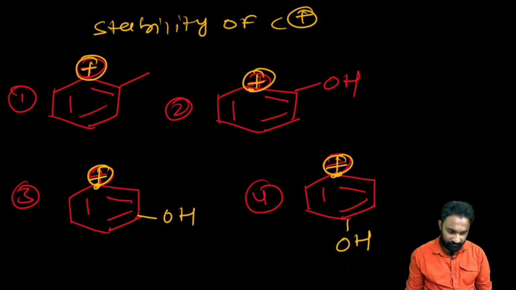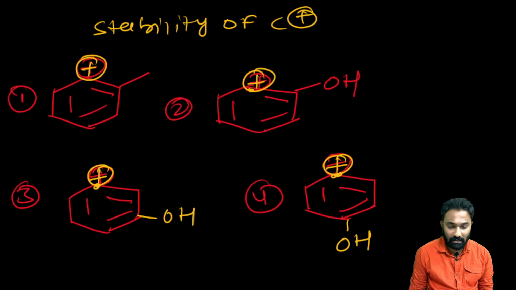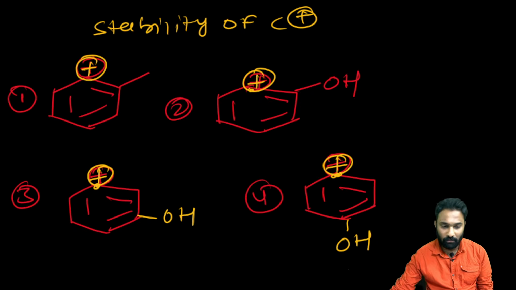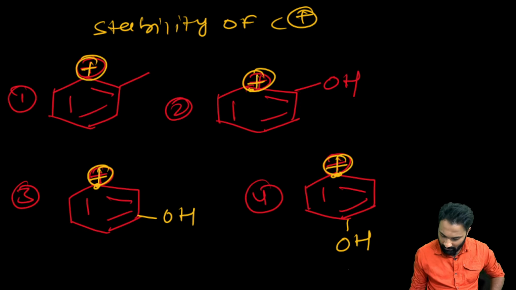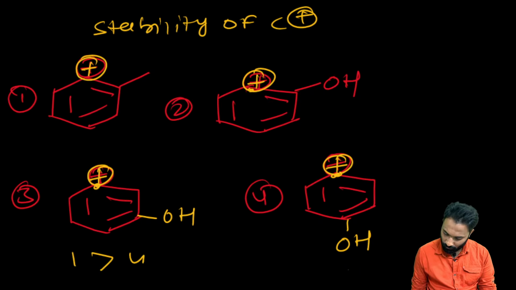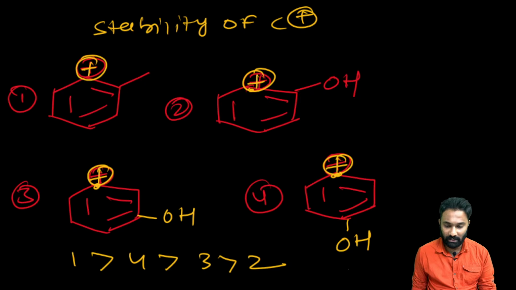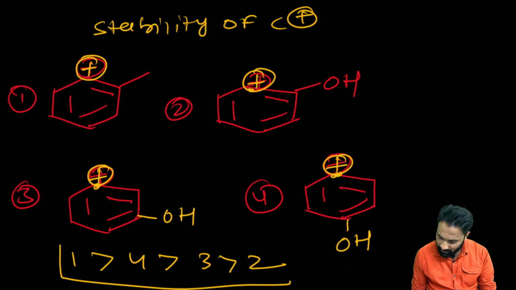Now listen. Clear? I will explain very clearly with the molecular model. Among these, the order will be 1 greater than 4 greater than 3 greater than 2. No, it is not that. This is a very important molecule. Repeatedly they are asking it in JEE. See here why it has become the one.